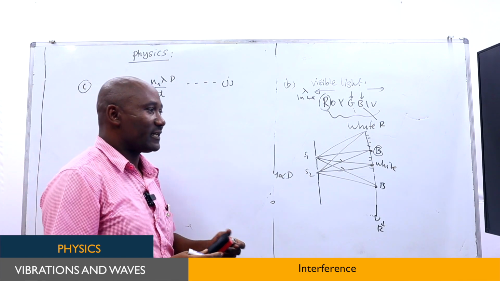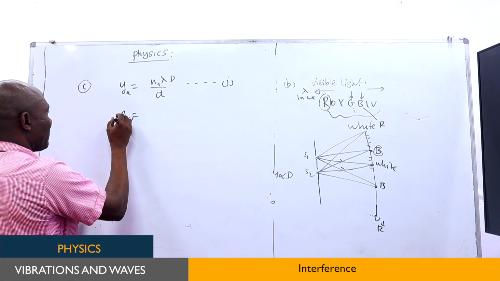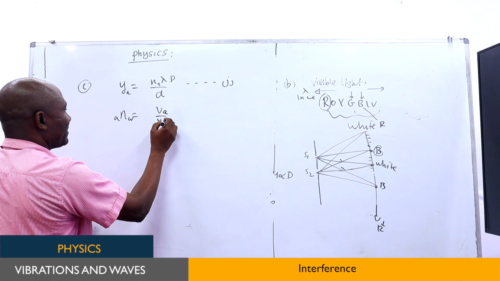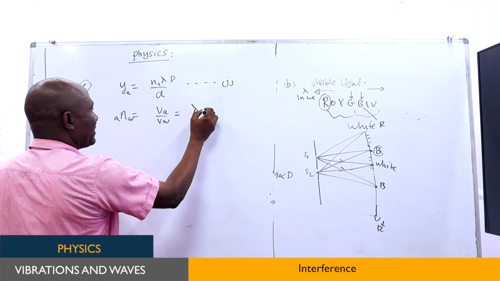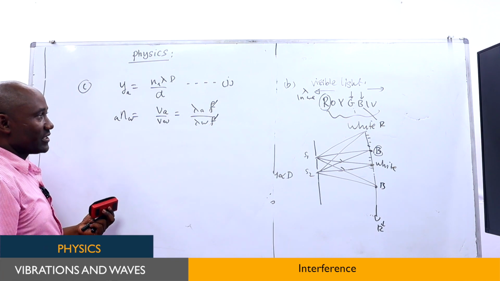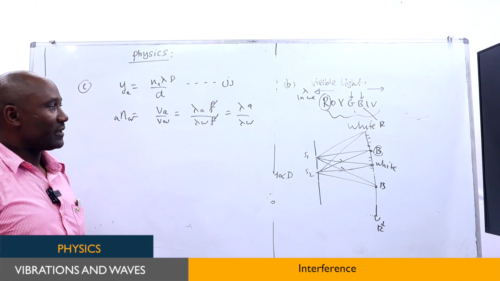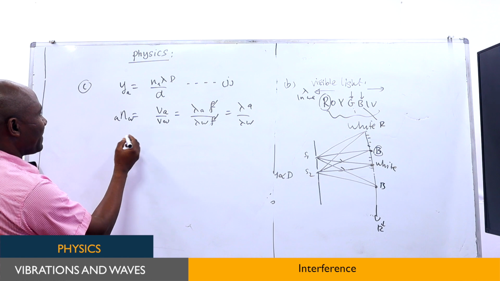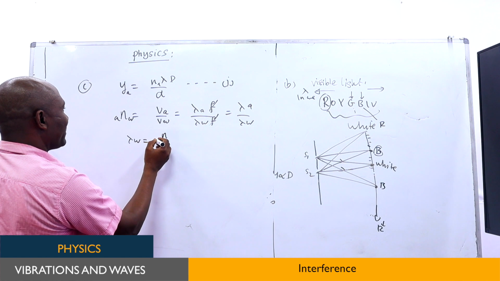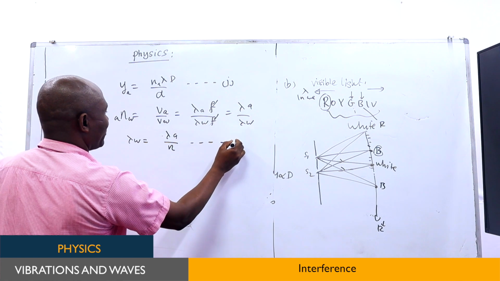And when immersed in water, we know the wavelength will change. So you know the refractive index of water from air is given by the speed of light in air over speed of light in water. This is given by lambda in air times the frequency over lambda in water times the frequency. So the frequency will not be changing. So you have wavelength in air over wavelength in water. So from there, you find the wavelength in water equals lambda in air over n, where n is the refractive index.